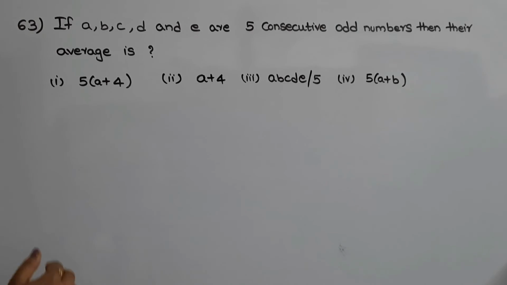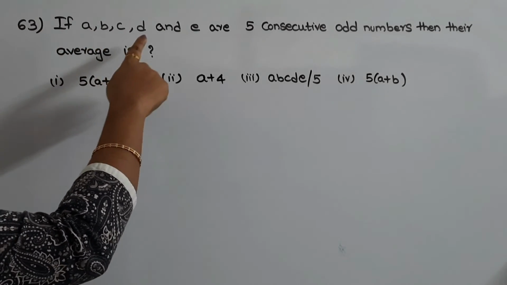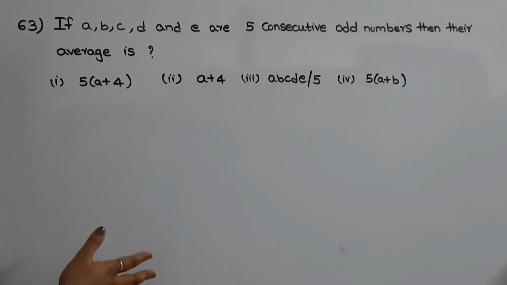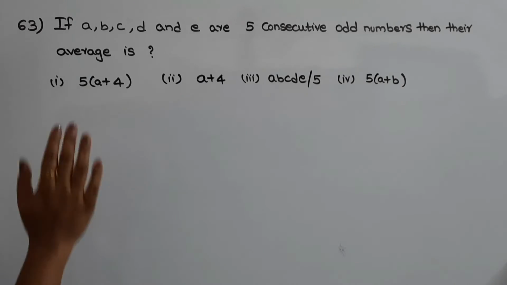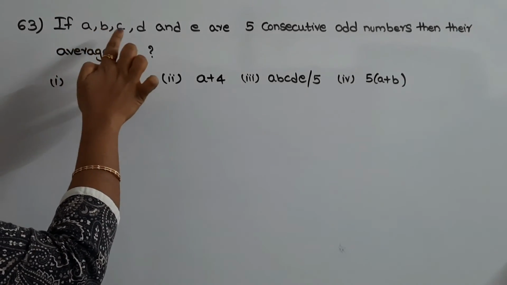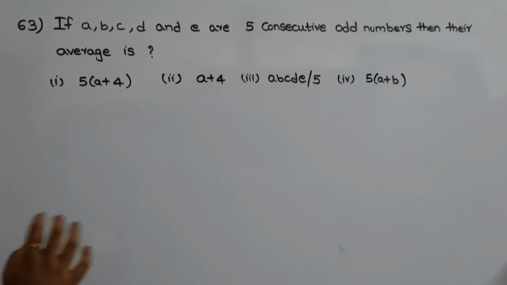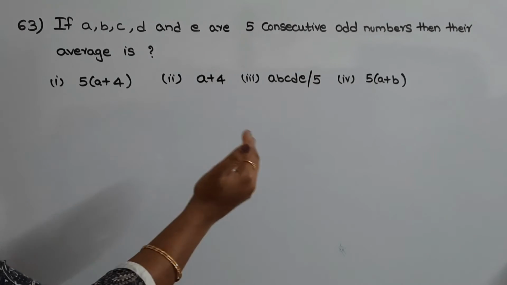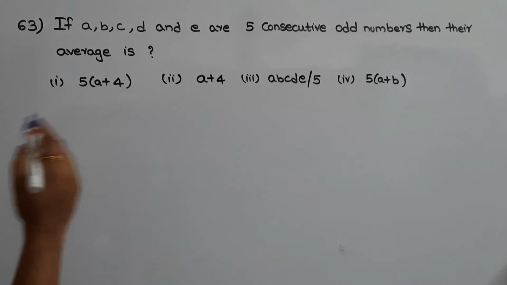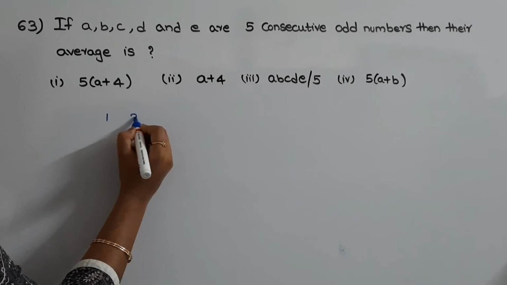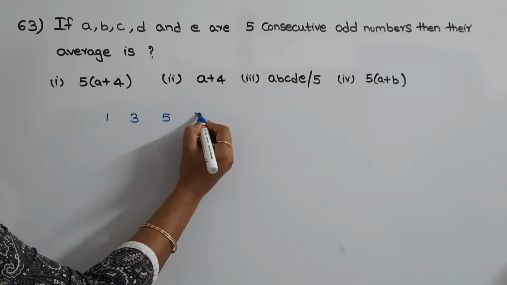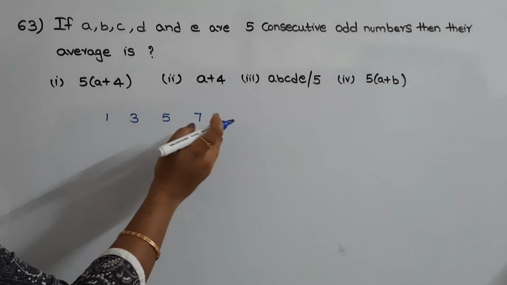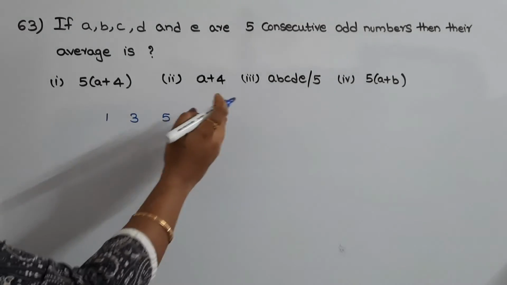The next question is, if A, B, C, D and E are 5 consecutive odd numbers, then their average is. In this question, we need to find out the average of 5 consecutive odd numbers A, B, C, D and E. Consecutive numbers are the numbers that follow each other continuously in the order from smallest to largest. For example, 1, 3, 5, 7. These are consecutive odd numbers.